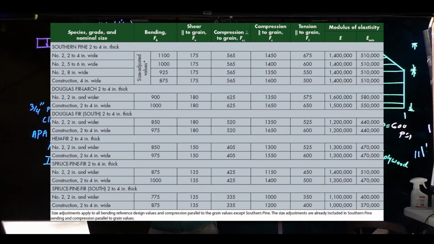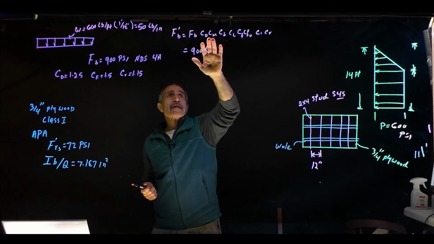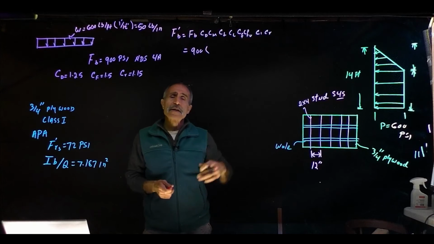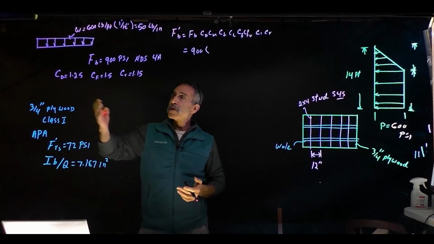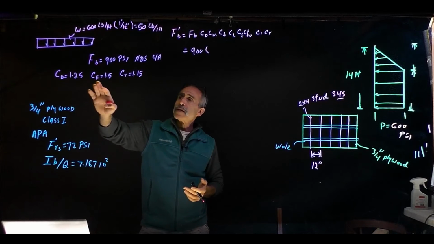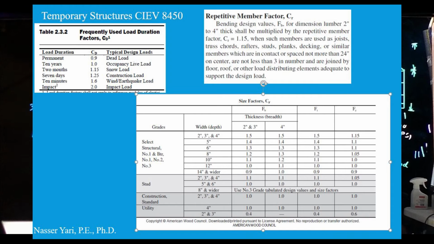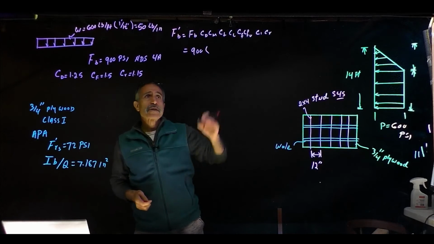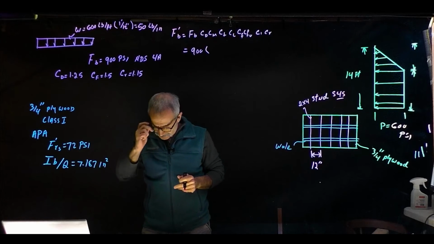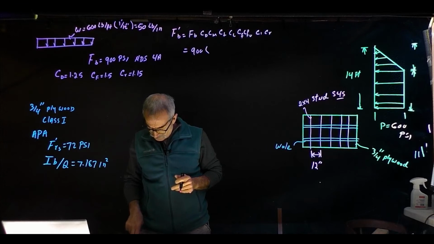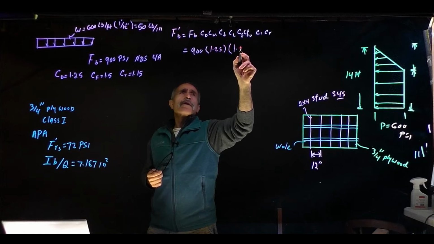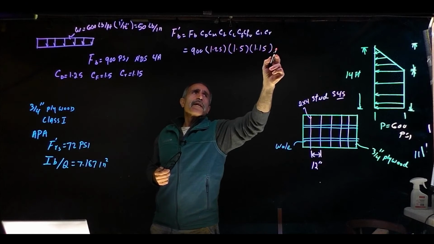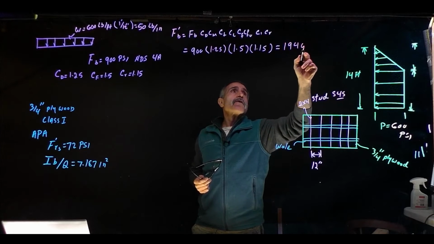So we're going to go into the NDS table and find these factors. Because the condition is outside, and the load duration is less than 2 months for the form, the adjustment factor C_D comes out to 1.25. The size factor, because it's a 2x4, comes out to 1.5, and C_r becomes 1.15. The rest of the factors are 1. So that's 900 times 1.25 times 1.5 times 1.15, and that comes out to 1940 psi.